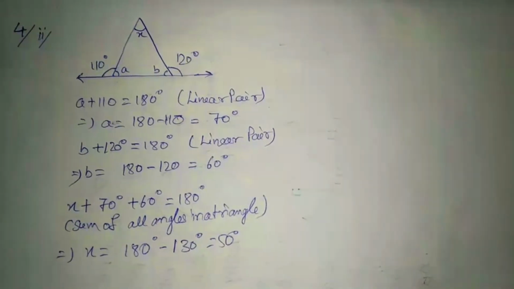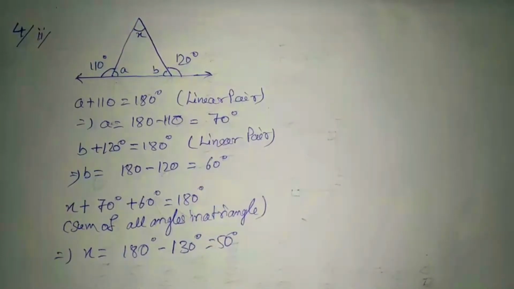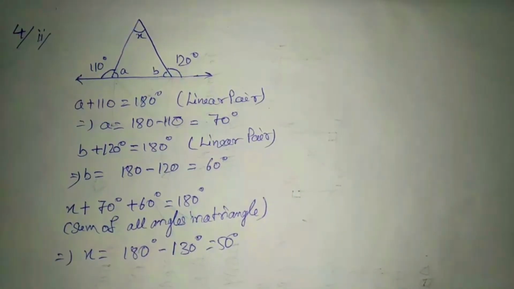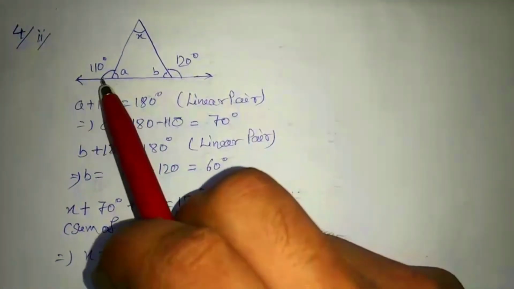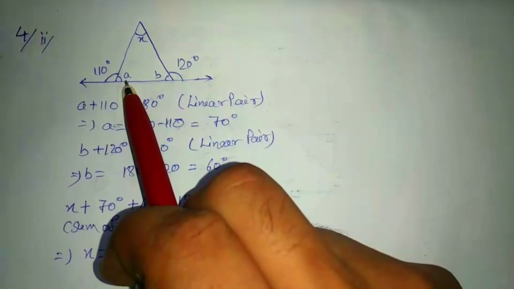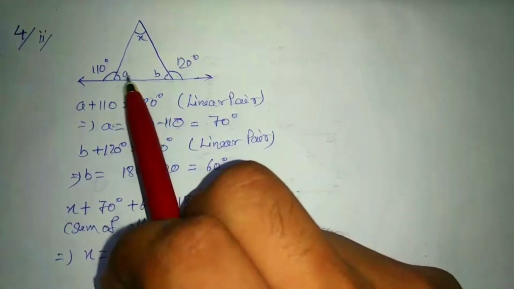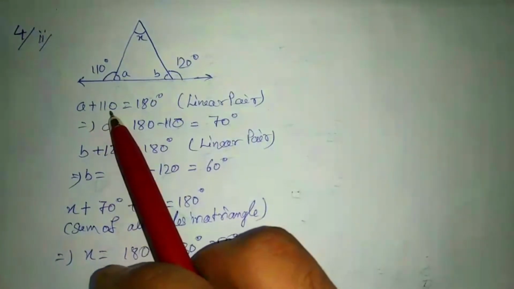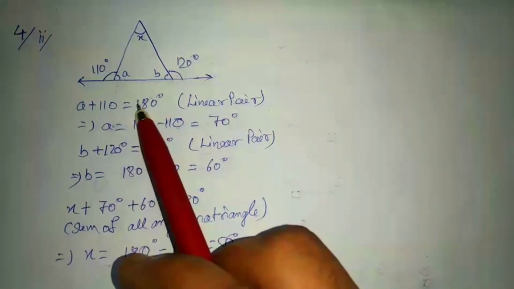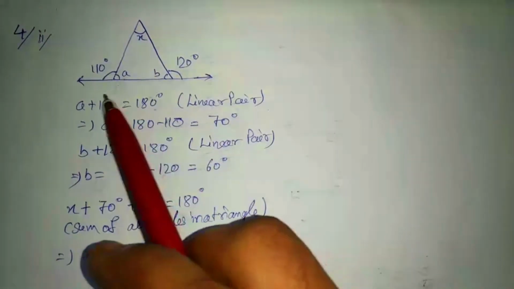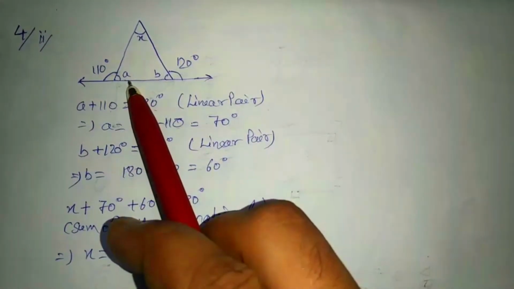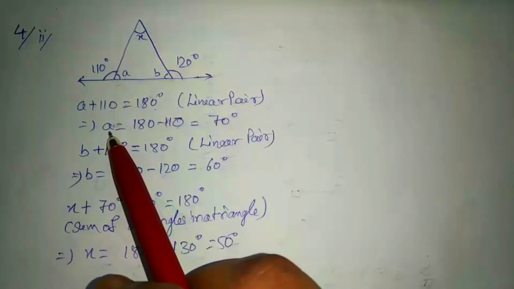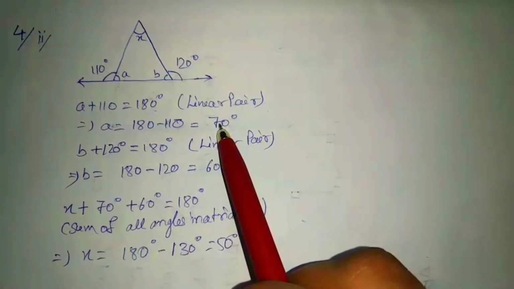Now students, this is question number 4 part 2. As per the diagram, we have to find the value of x. So what we will do, we will take one imaginary angle A and B. Now A plus 110 degree equal to 180 degree. Why? Because linear pair. So we can get the value of A is equal to 70 degree.